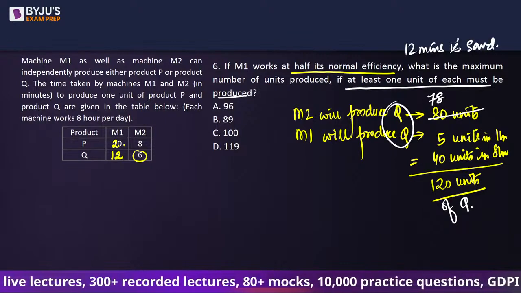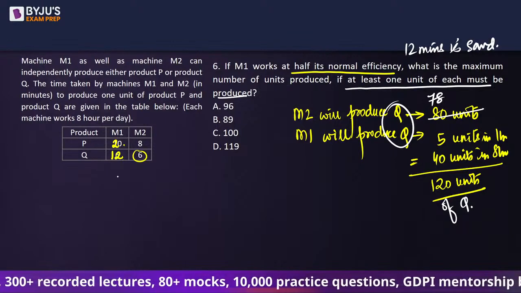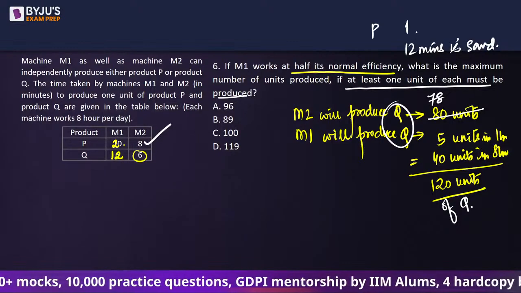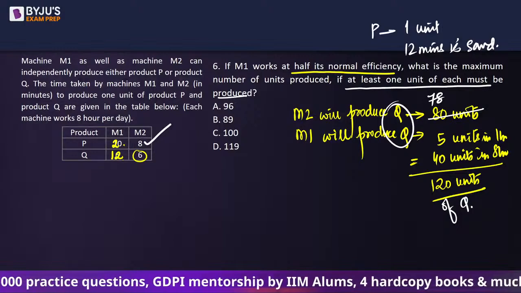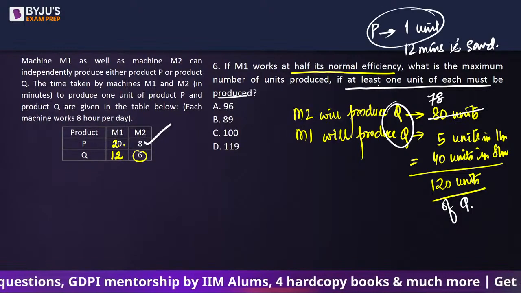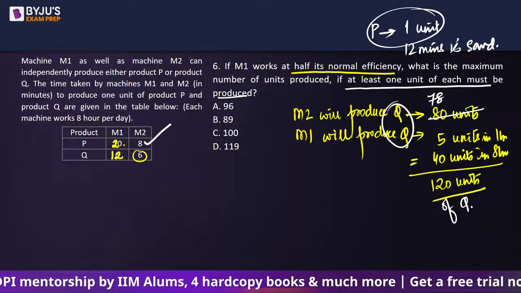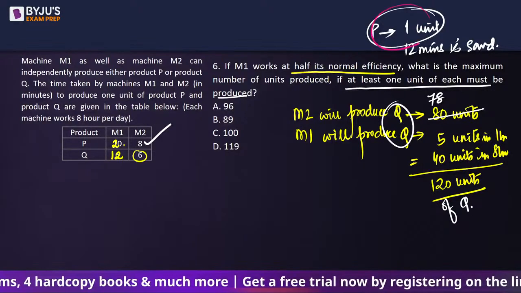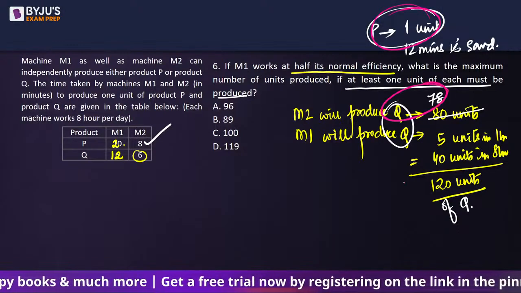Because we are not producing 2 more units. When these 12 minutes are saved, we can use it to produce 1 unit of P, so that we have at least 1 unit of P as well. So instead of 80 units, now we will have 1 unit of P and 78 units of Q from M2.